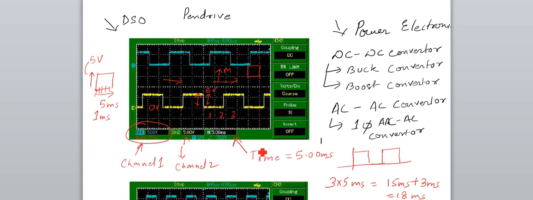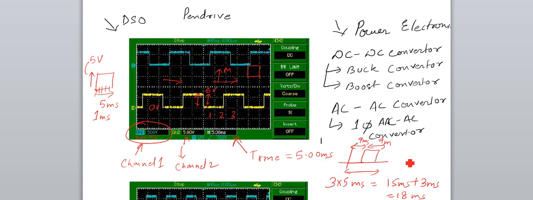Out of the 18 millisecond, the signal remains 0 for 9 millisecond, and for the other half cycle the signal remains high for 9 millisecond. This is how you can calculate the time interval of that waveform, once you find the axis.